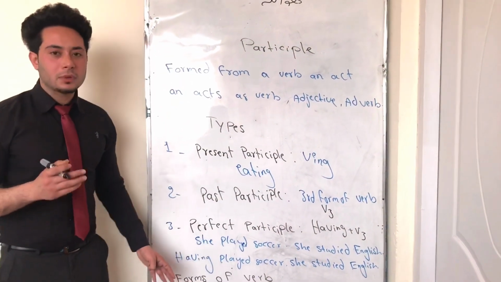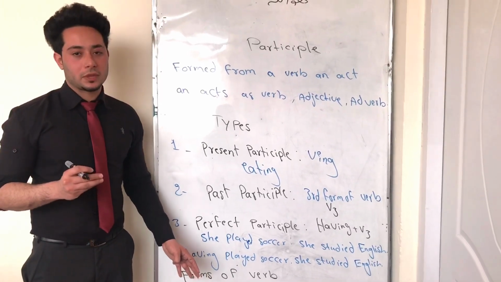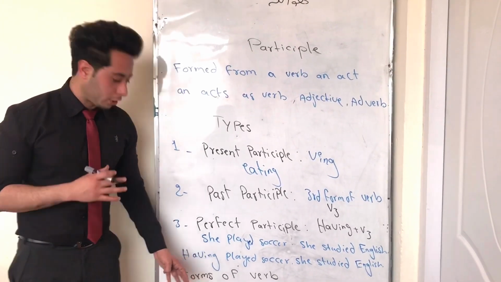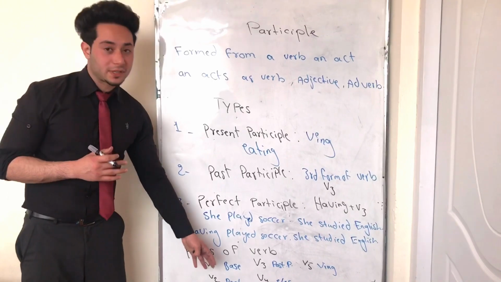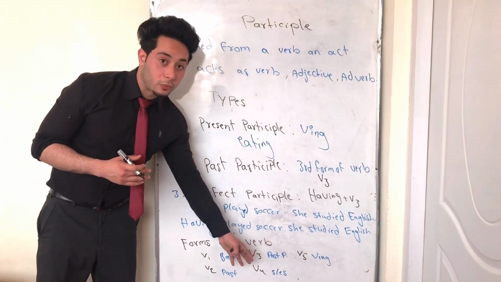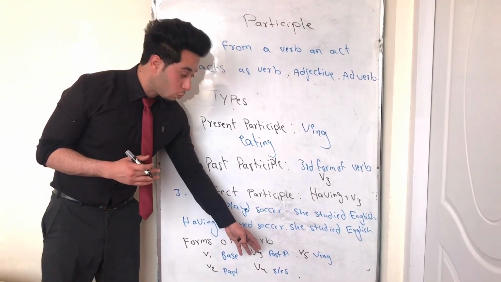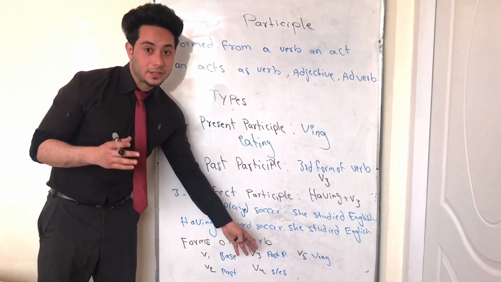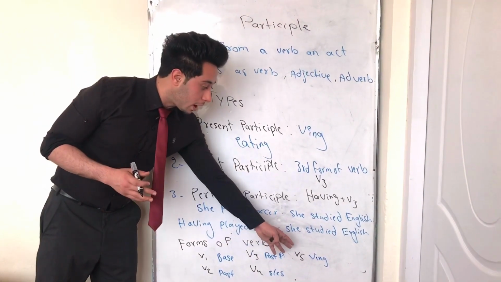And also, I want to mention the last thing about a verb, that a verb can have five forms. The first form is the base form, the second form is the past form, the third form is the past participle form, the fourth form is the s and es form, which we use for the third person singular in simple present tense, and also the ing form of a verb.